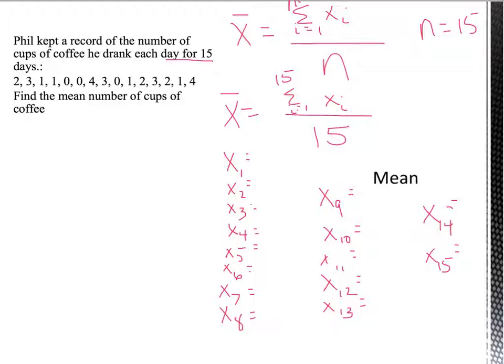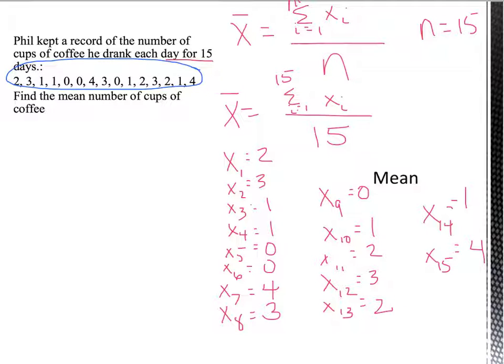Okay. So this is an overwhelming formula to look at, but actually, when you get down to what it means, it's not that big of a deal. My x1 is 2. My x2 is 3. 1, 1, 0, 0, 4, 3, 0, 1, 2, 3, 2, 1, 4. Where did I just get those numbers? Hopefully they look familiar. They are just our pieces of data in order. So the first one is x1, second one's x2, x3, and so on, all the way through my last one, which is x15, okay?